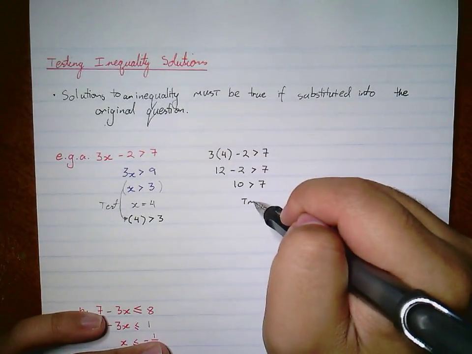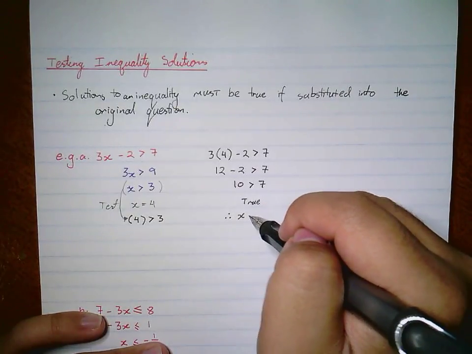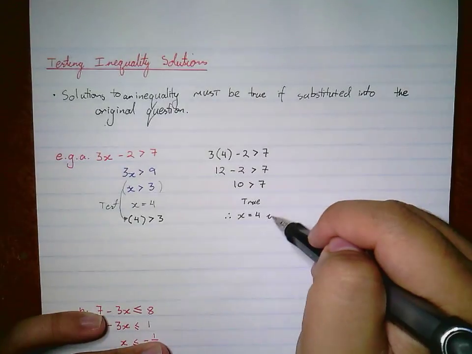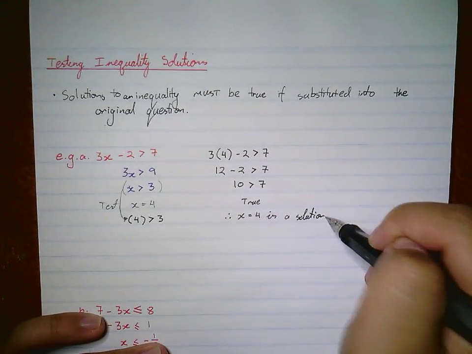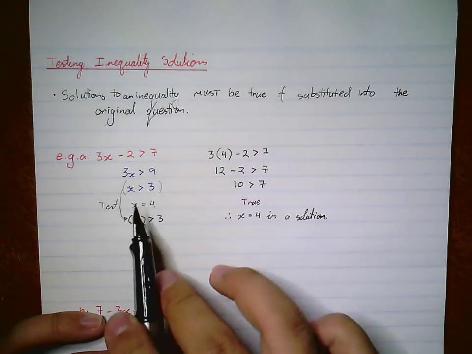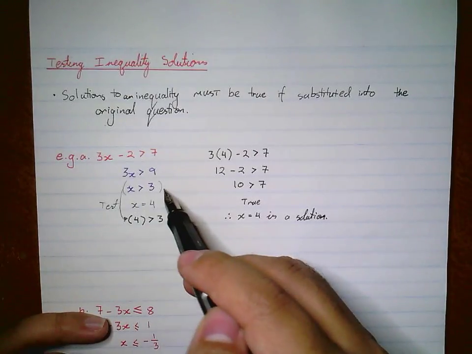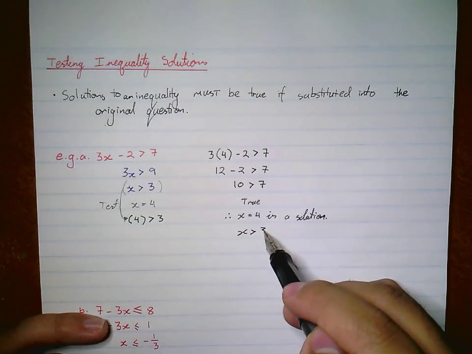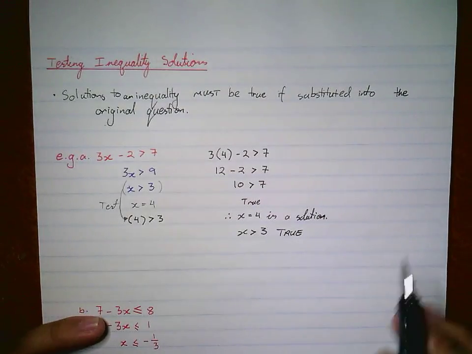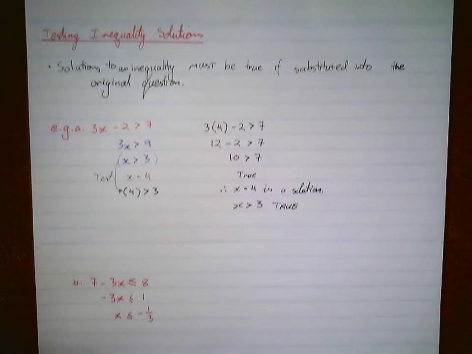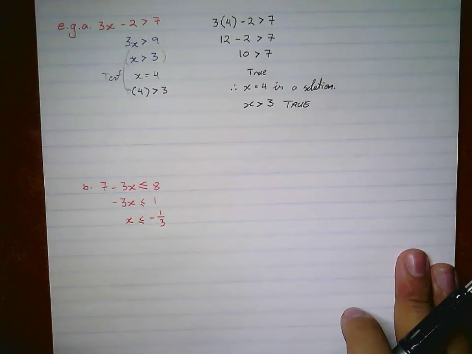So this is true. Therefore, x is equal to 4 is a solution. Okay, which means this line here, which means this one here, x is greater than 3, is true. That's the one that we want. Now I'll show you what happens if we get a solution that is not true.